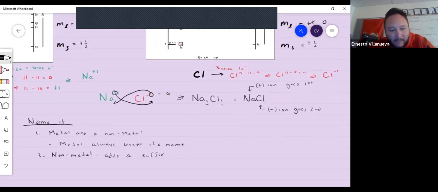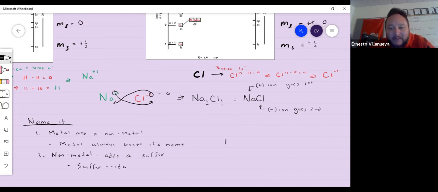So if I have a compound that looks like this, sodium chloride, the metal is the sodium, so it keeps its name, and the chlorine goes from chlorine to chloride. Here's that suffix. So when you're naming an ionic compound, you're going to use these rules to name it.